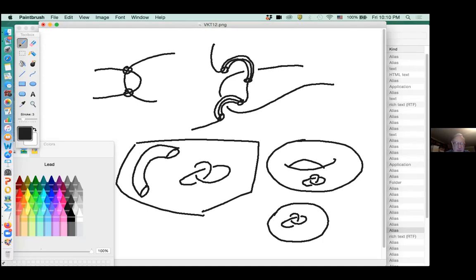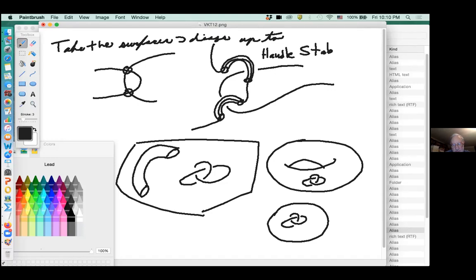So for these reasons, we take the surfaces containing the diagrams up to handle stabilization. And by handle stabilization, I mean, well, first of all, if there was a handle over here that had absolutely nothing to do with the knot, you could remove it if there's nothing going through it, and so on. But there's actually a little more to that. Let me show you an example of what I mean.